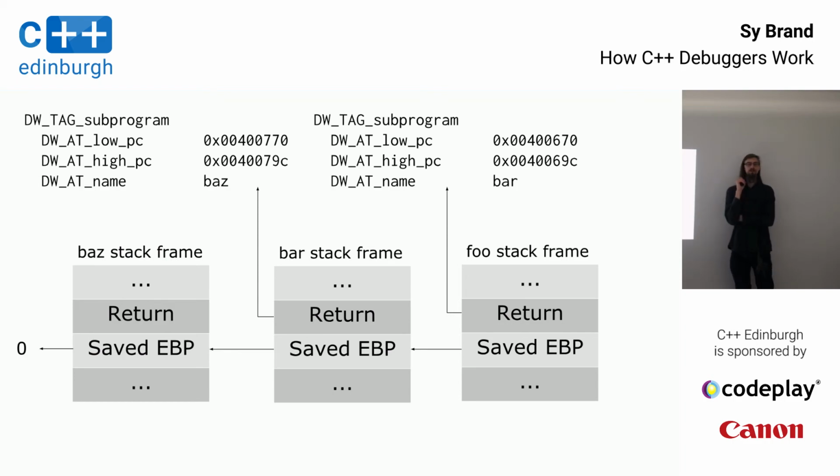So debuggers will parse all of the DWARF information. It's packed quite densely, and then from that information they'll build up a series of data structures which are optimized for doing lookups like this. Because the naive approach is just to read through the DWARF information to look for what you're doing, but that would be super, super slow. So you get very fast optimized data structures for doing all this lookup.